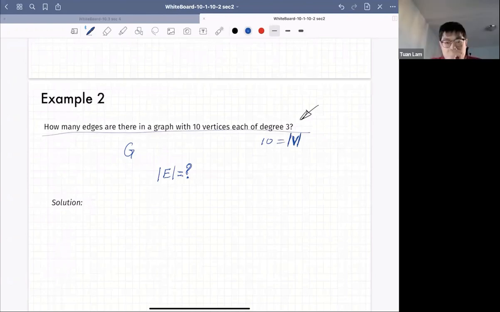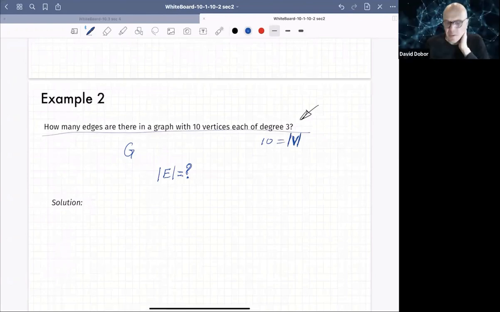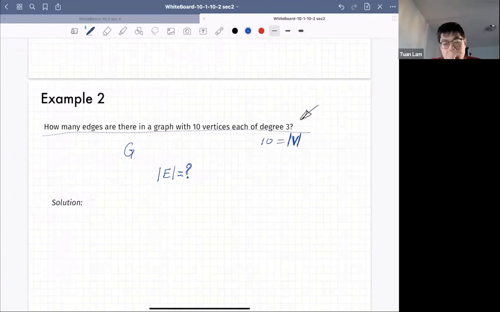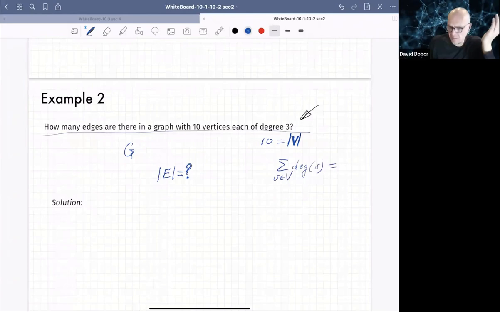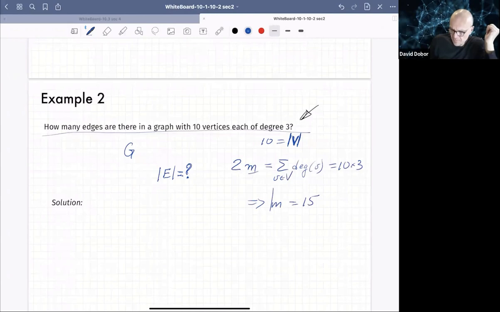Is it 15 edges? Yes, that's correct. So why is that? Can you explain to everyone? You just do 10 times 3, and that's the total number of degrees, and then you divide by 2. Yeah, you have 10 vertices, and each has degree 3. So that has to be twice the number of edges. Call it m. So m has to be half of 30, because twice m is 30. So m has to be 15. That's it. 15 edges in that graph.